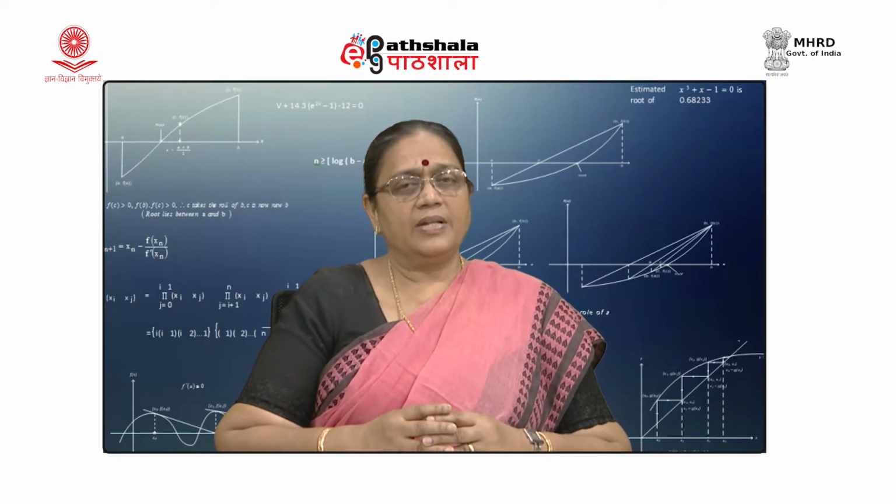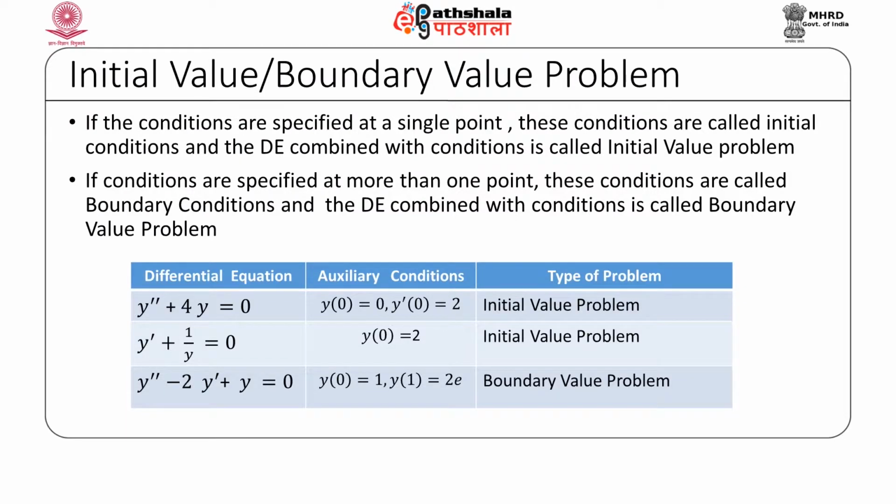problem. For example, if you look at the table here on the slide, y double dash plus 4y equal to 0, if y(0) is 0 and y dash (0) is 2. So, here these two conditions are given at the same point x equal to 0. And so, this differential equation combined with these two conditions will be called an initial value problem. Second, if we look at y dash plus 1 by y equal to 0, it is a first order differential equation, y(0) is 2, the condition is given at one point. So, this is also an example of an initial value problem.